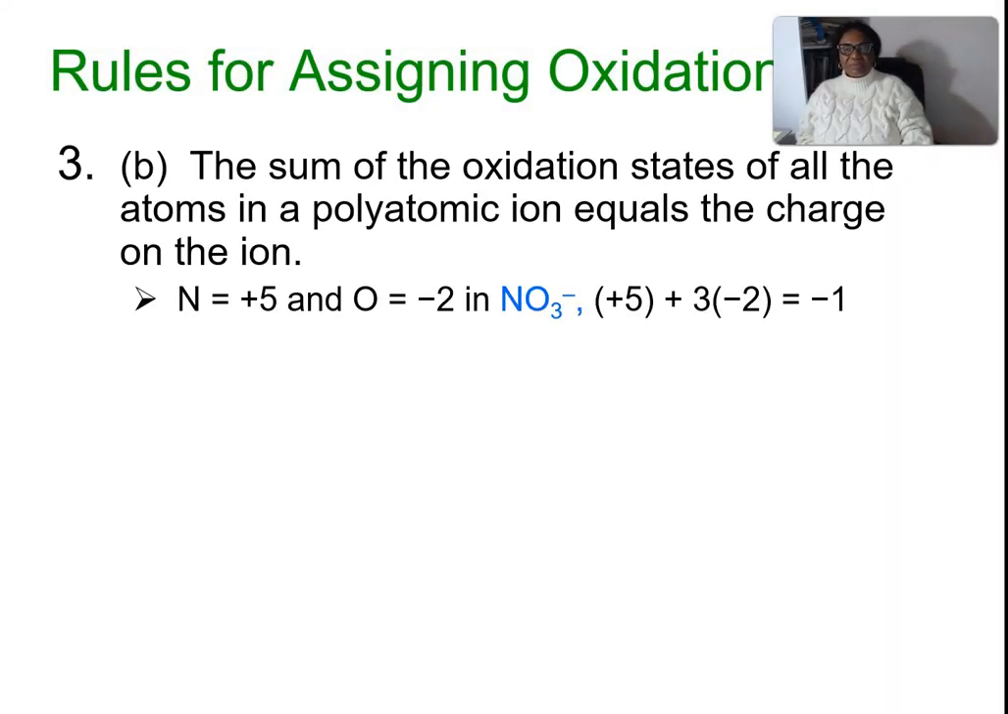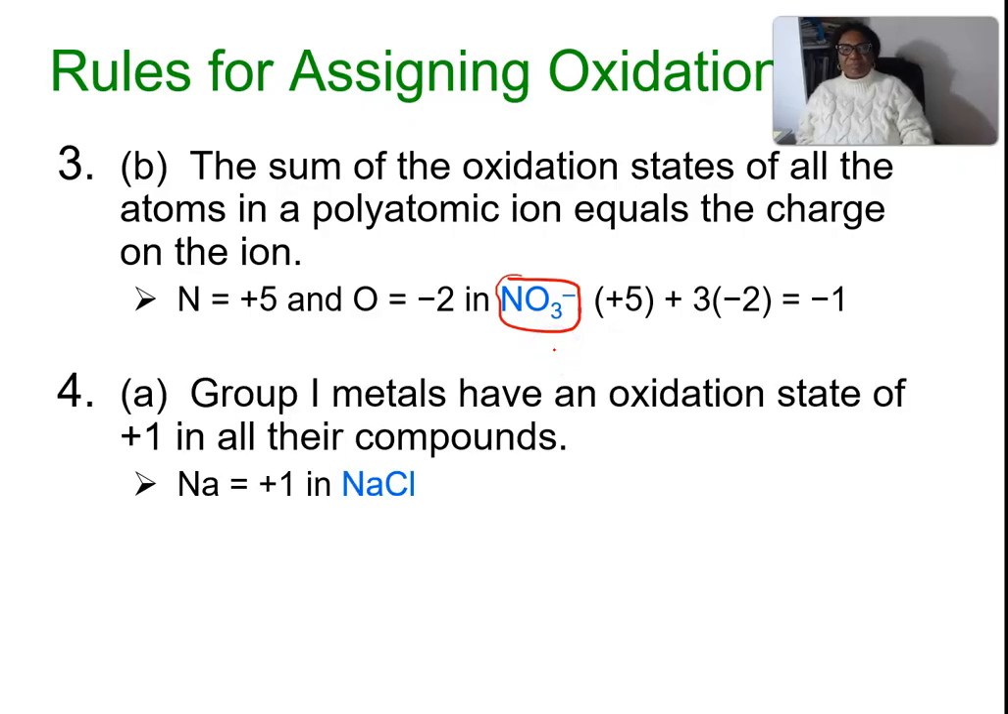Rule number 3b, the sum of the oxidation states of all the atoms in a polyatomic ion equals the charge on the ion. So for example, the sum of the oxidation state of chlorine and these 3 oxygens in this ion makes it -1. So you see, chlorine +5 plus 3 times -2 is -1.